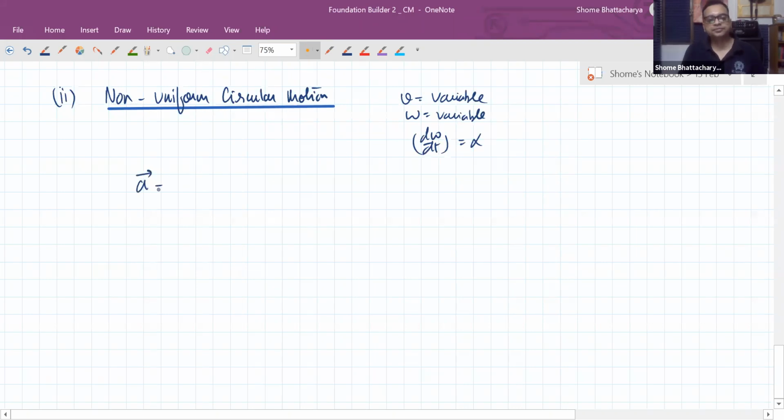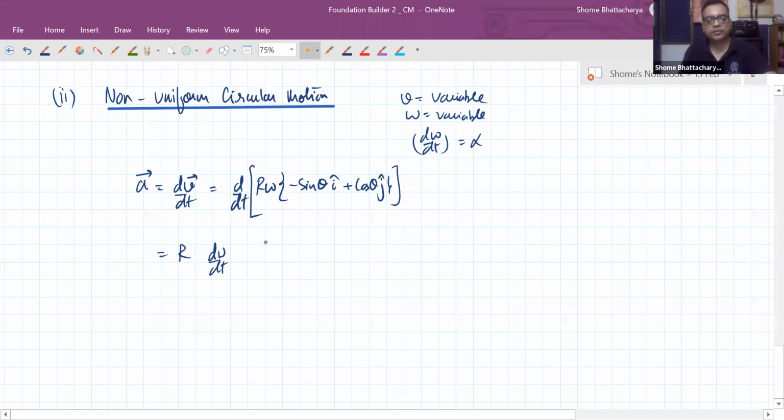So the acceleration vector will become differentiation of this whole term. Now when we do the differentiation here, we have to understand that omega is also changing with time and theta is also changing with time. So we have to apply the product rule. Okay. So next step, capital R comes outside, but it will become differentiation of omega with respect to time multiplied with the unit vector.